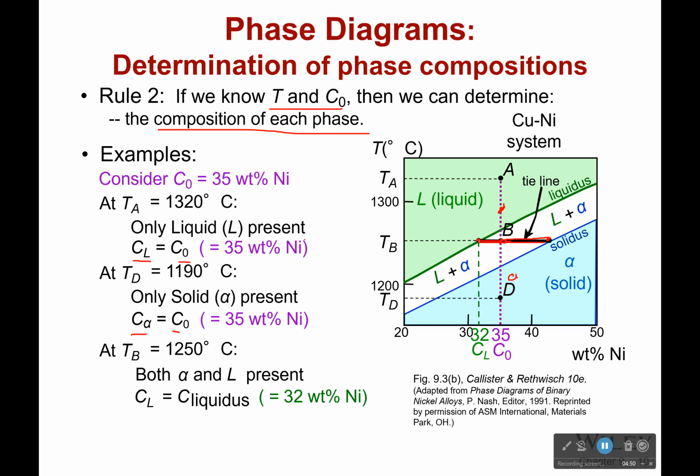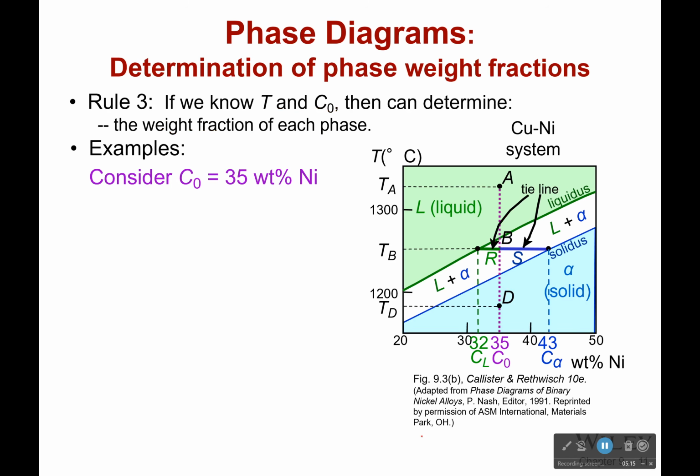So if I look right here, I see that the concentration at the liquid side is 32. And the concentration at the solid side is 43. So the concentration of my liquid is equal to this point right here where I'm touching the liquidus line. The concentration of my solid is right there, and the liquid is going to be 32 weight percent nickel, and the solid is going to be 43 weight percent nickel there.